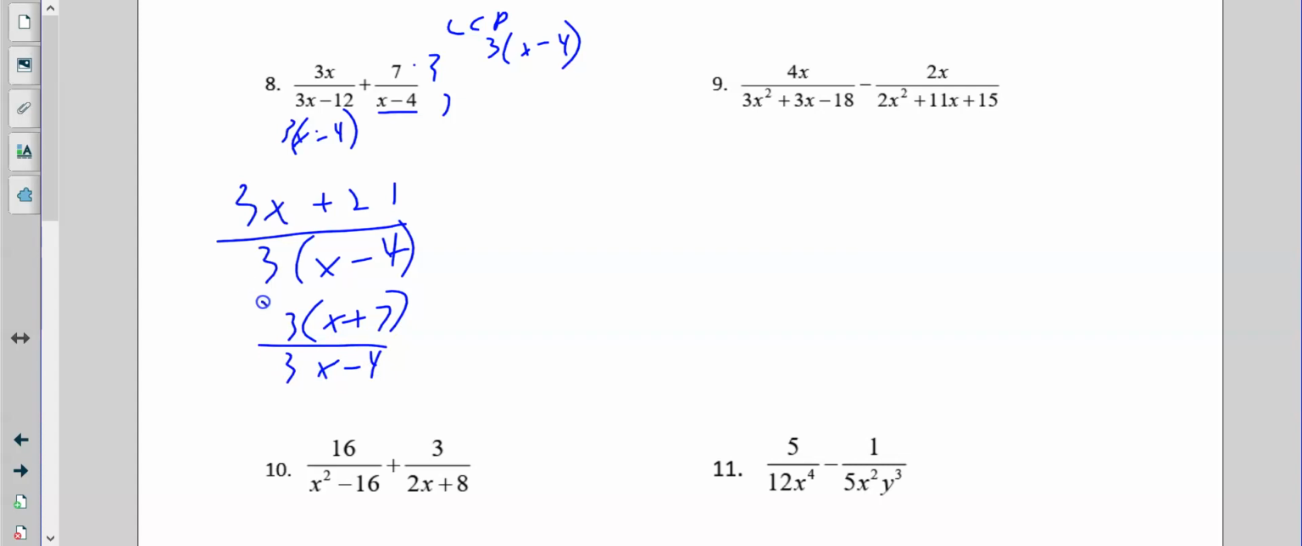And now I can cancel my 3's, which leaves me with x plus 7 over x minus 4. So that's one of the times where factoring would lead to canceling, but you've always got to preview it, at least in your head.